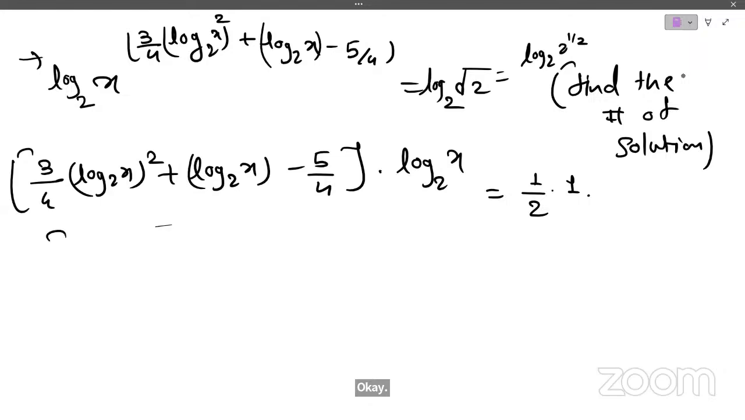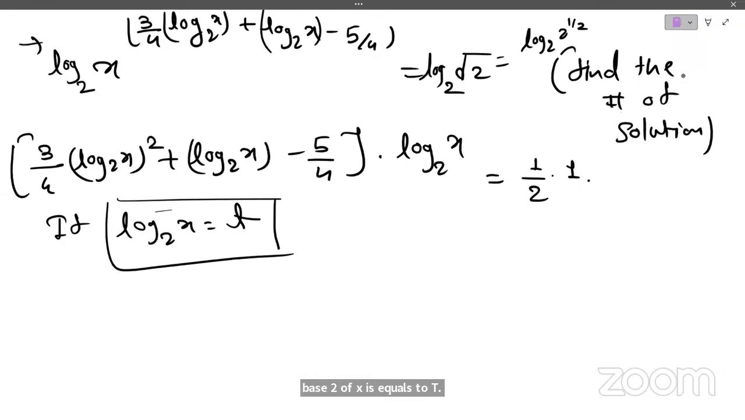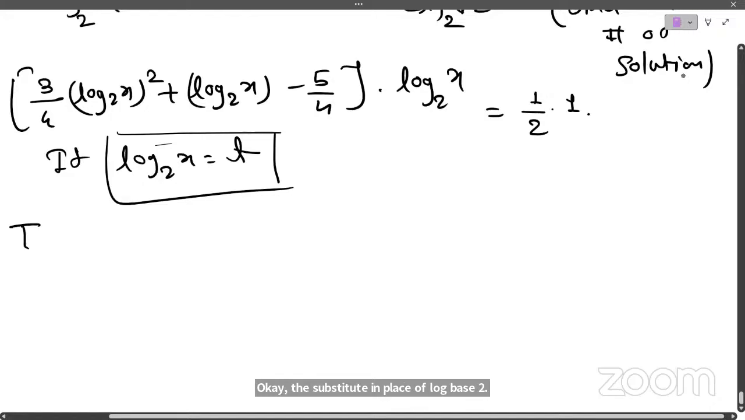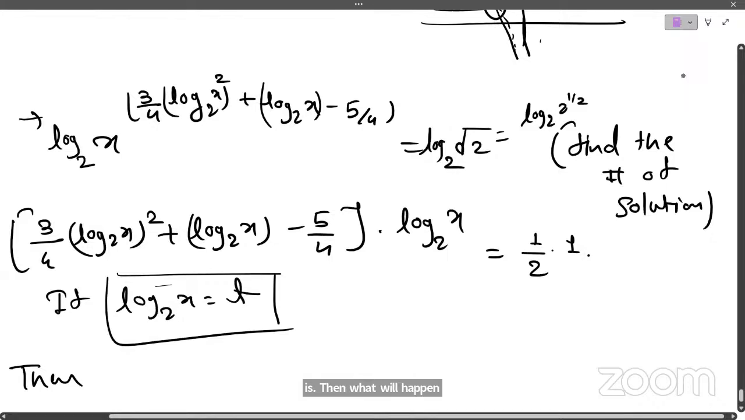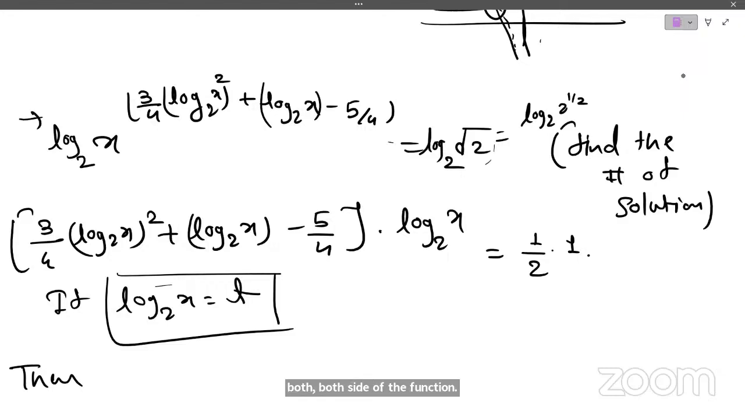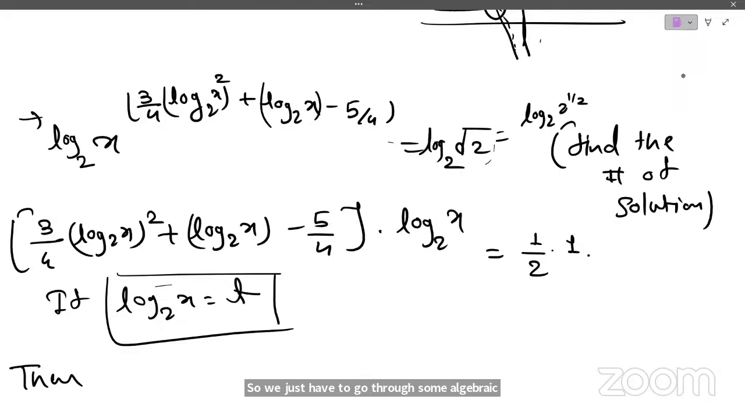Now, in this expression, suppose log base 2 of x equals t. Just substitute t in place of log base 2 of x. Then what will happen? Here we are not able to draw the graph of both sides of the function. Obviously, this side is just a constant function, so you can draw it. But x to the power some quadratic function in log is not very trivial to draw. So obviously, we are not able to use the graph method here. We just have to go through some algebraic computation and then try to observe something.